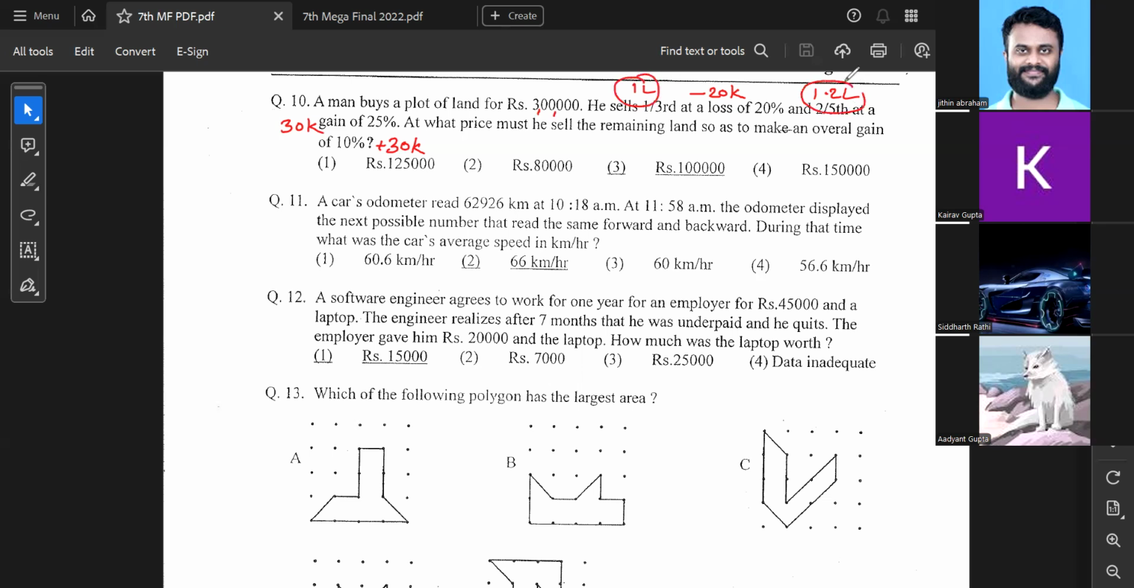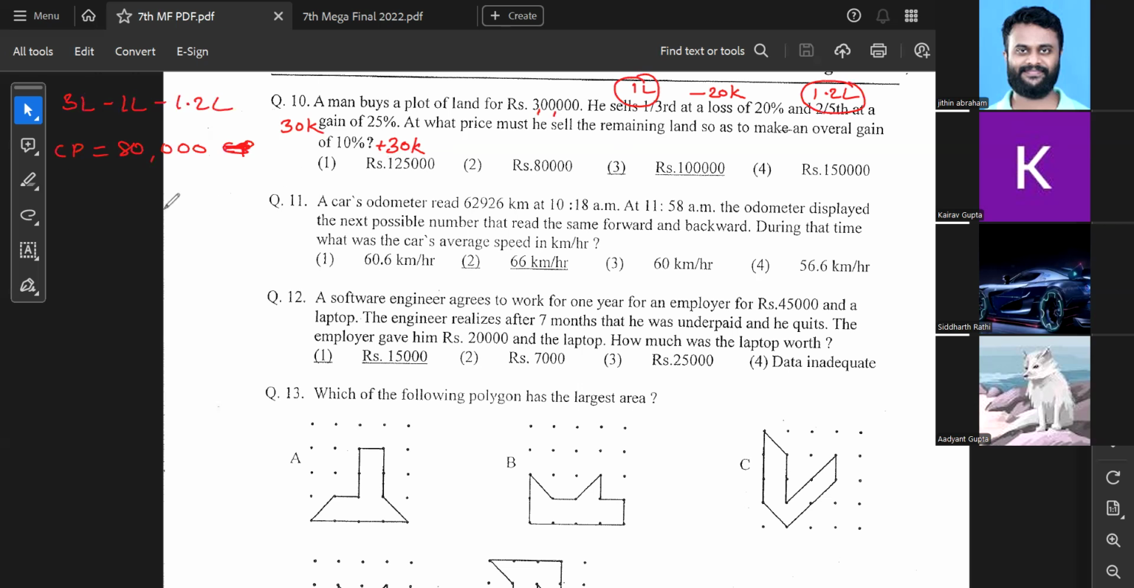So 1 lakh ka land becha, then 1.2 lakh ka land becha. So out of 3 lakh, he has already sold 1 lakh and 1.2 lakh. So he's left with 80,000 worth of land. So this is, let's say, the cost price of the piece of land.